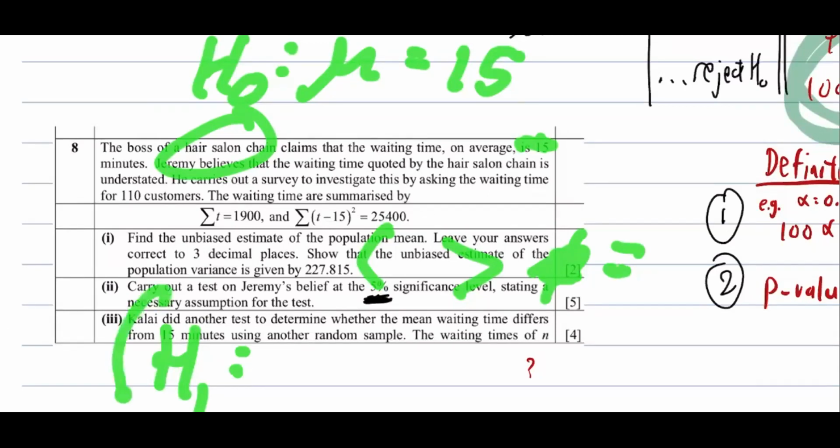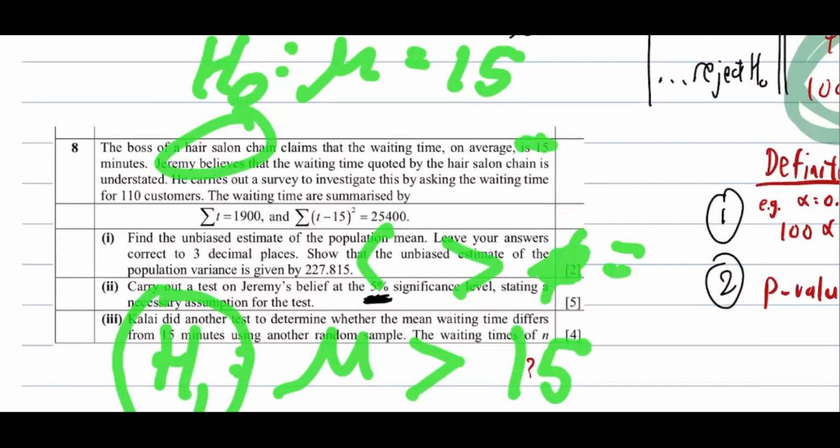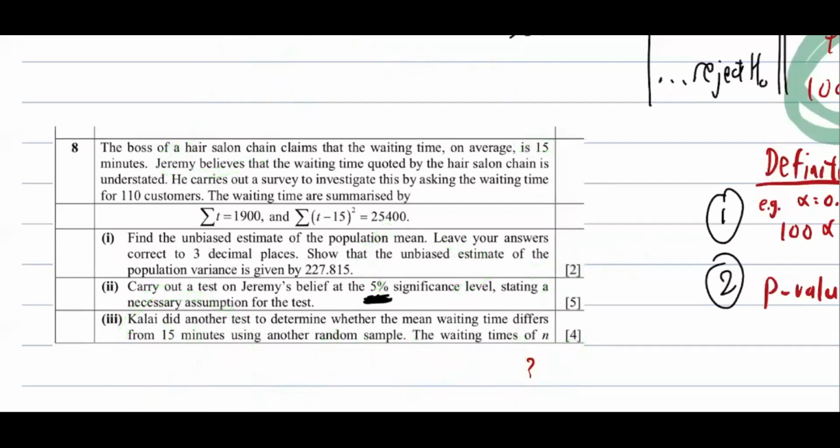But now H1 is the enemy, and he wants to go the opposite direction. He wants to disprove the claim that the hair salon provides quality service. So he's trying to say that it's very bad. Bad means more than 15, waiting very long. Do you get why it's more than 15? So knowing the direction is quite important.